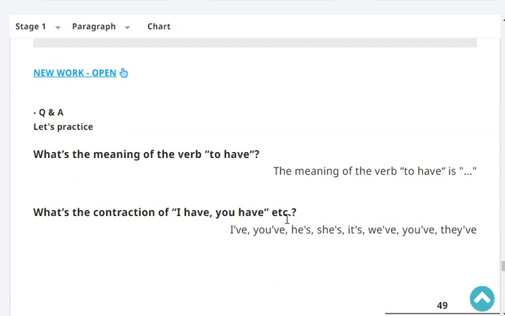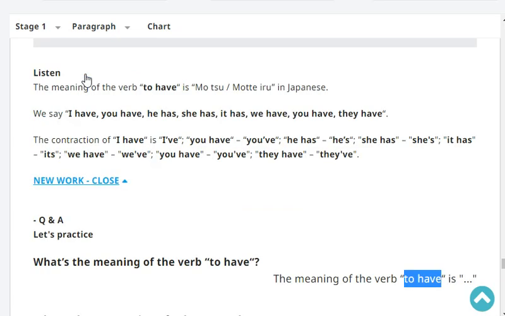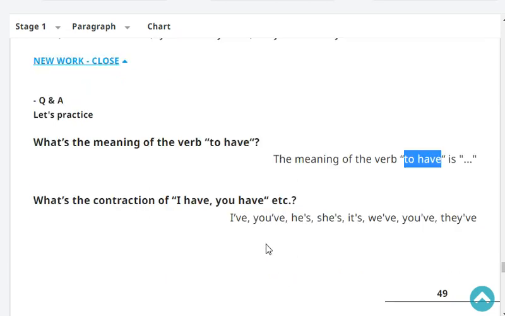Okay, what's the meaning of the verb to have in Japanese? The meaning of the verb to have in Japanese is mochu. Very good.